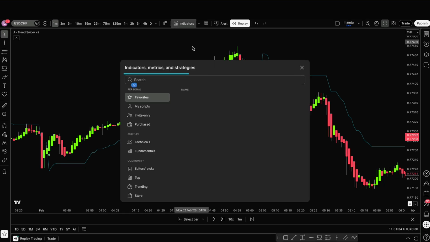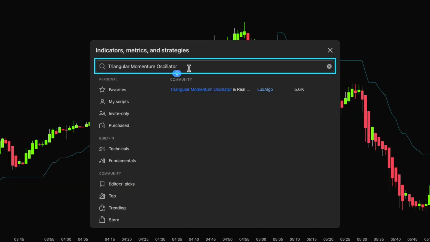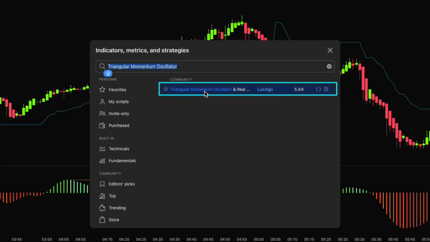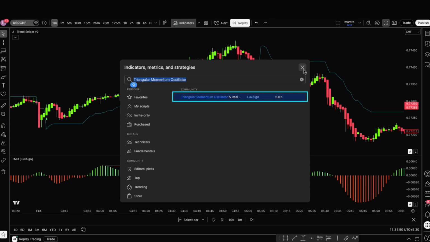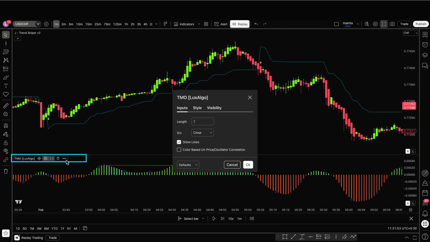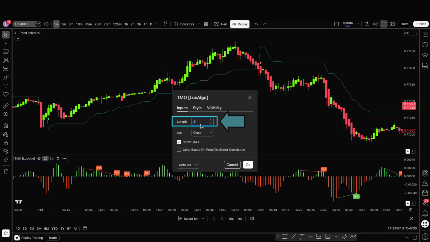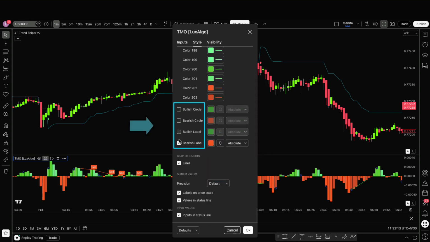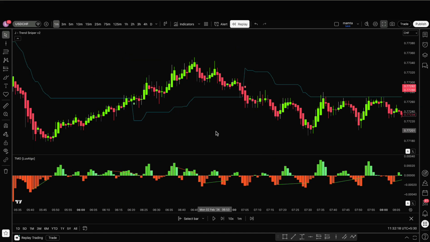Let's go to the Indicator Search tab, search for Triangular Momentum Oscillator, and select this one called Triangular Momentum Oscillator, created by Lux Algo. Now let's access the settings of this indicator so we can modify it to suit our strategy. We change the length from 7 to 2. We change the OSC from histogram to columns. We keep these options hidden. And here everything is fine after that. Click OK. Now our setup is ready.